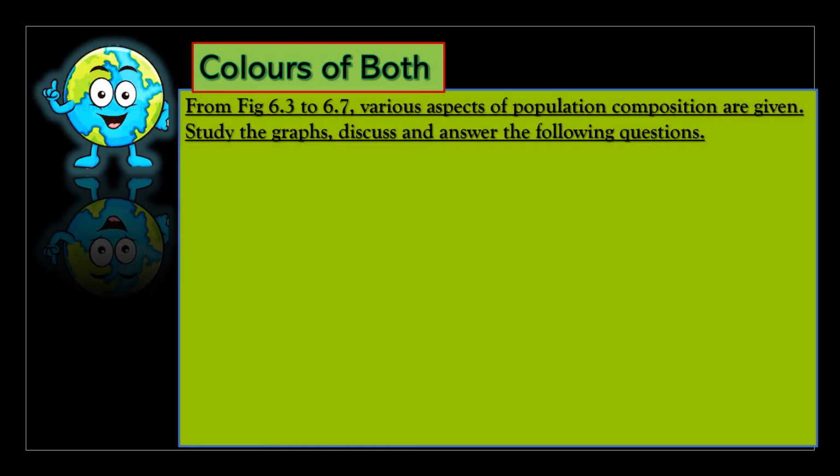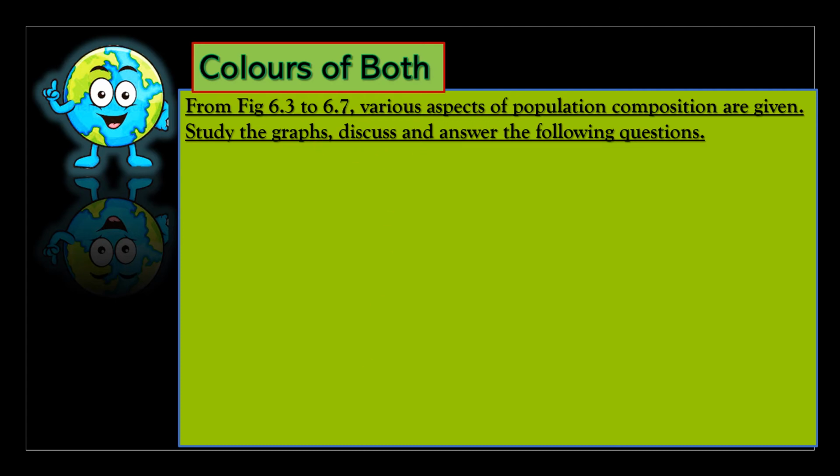So let's move on to the next question that they have asked us. From figure 6.3 to 6.7, various aspects of population composition are given. We've already studied various aspects of population composition, such as sex ratio, age and sex pyramid. Then we have seen population growth rate, then life expectancy, and finally literacy rate. So based on various graphs that we have studied, we have to discuss and answer the following questions.